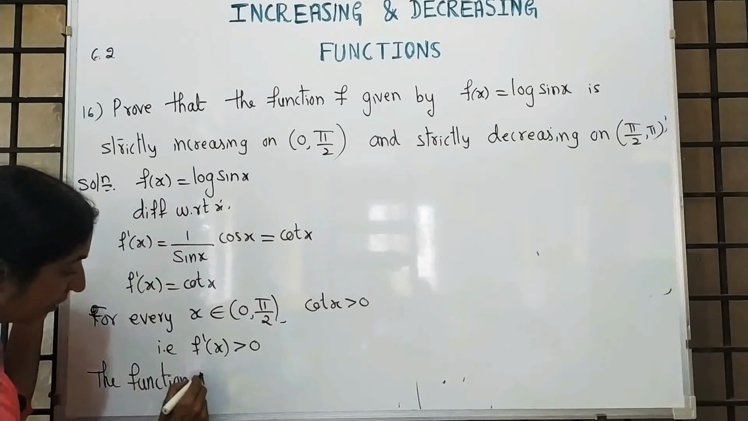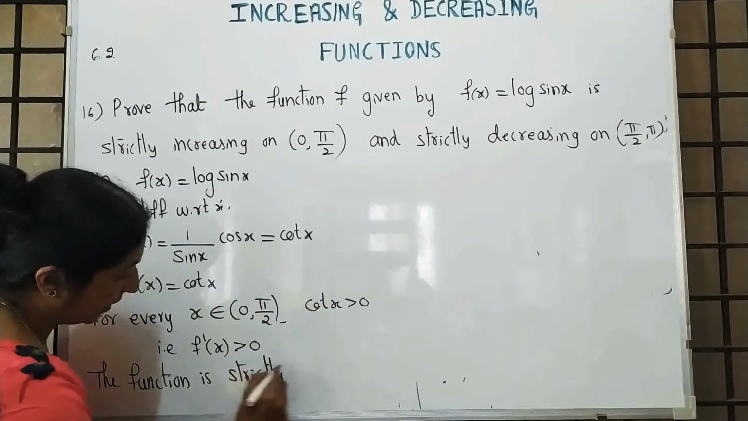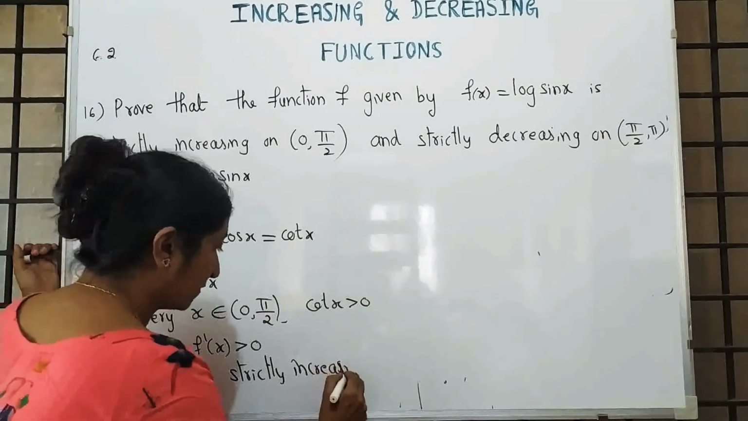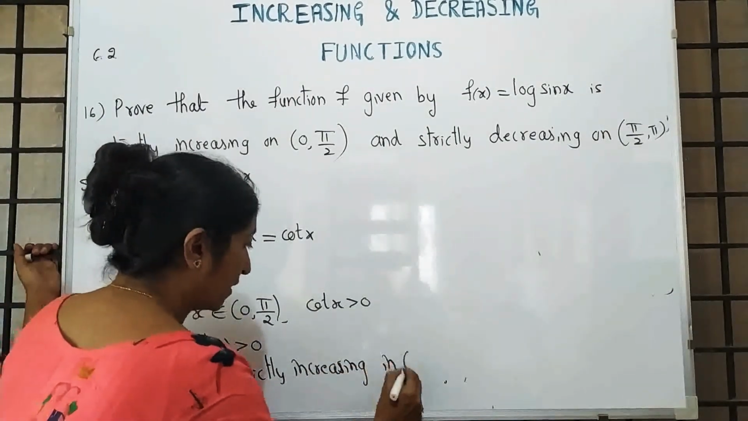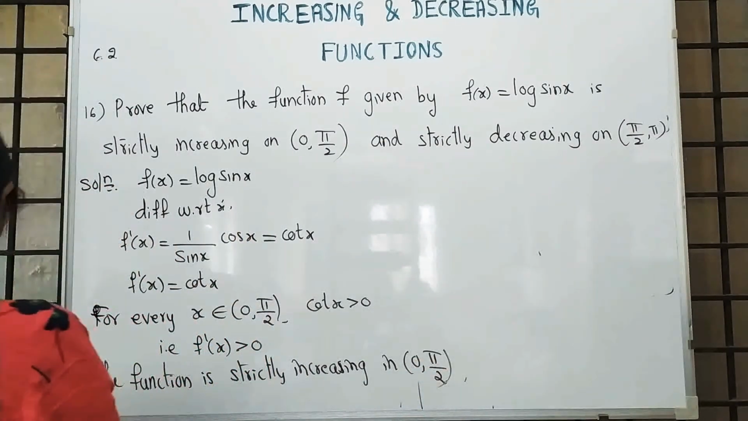If the first derivative is greater than 0, it means the function is strictly increasing. The function is strictly increasing in 0 comma pi by 2. This is the first answer. Now we are moving to the next.